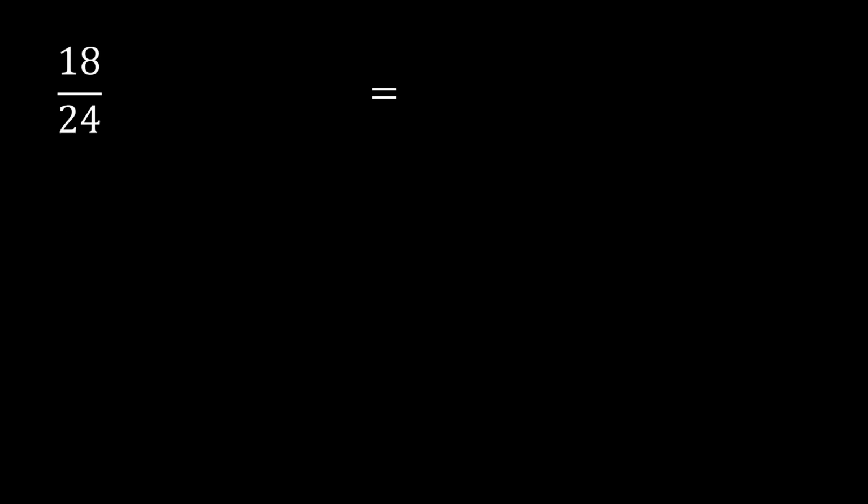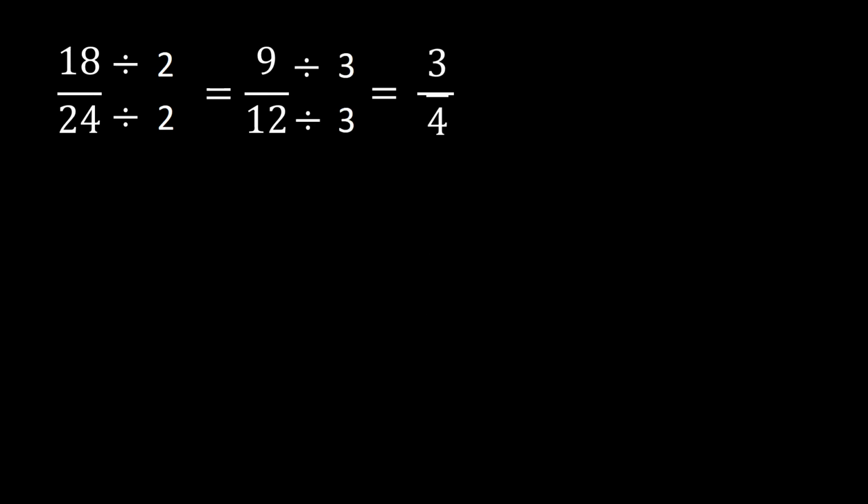18 over 24. Go ahead and hit pause, and when you get your answer, hit play so we can check your answer. I first divided by 2, which gave me 9 over 12. Then I divided by 3, which gave me 3/4. So if you got 3/4 as your answer, you did it correct. Great job. Now on this one, if you divided by 3 first and then divided by 2, or if you divided by 6, it doesn't matter, as long as you end up with the correct answer.